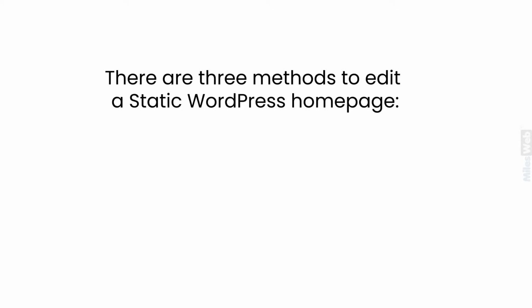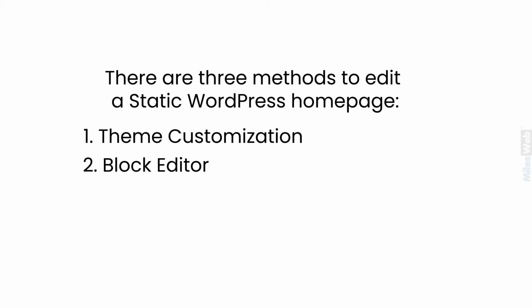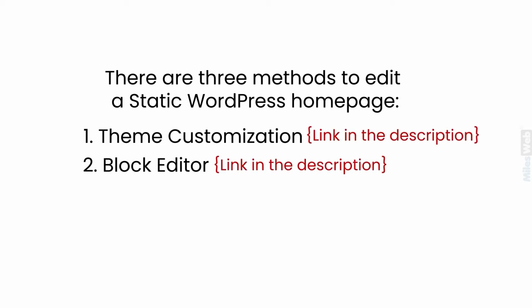There are three methods to edit a static WordPress homepage. First, theme customization. Second, blog editor. The video tutorial links for these methods are in the description section below. The third method is for those who have installed the Classic Editor plugin on their WordPress site.